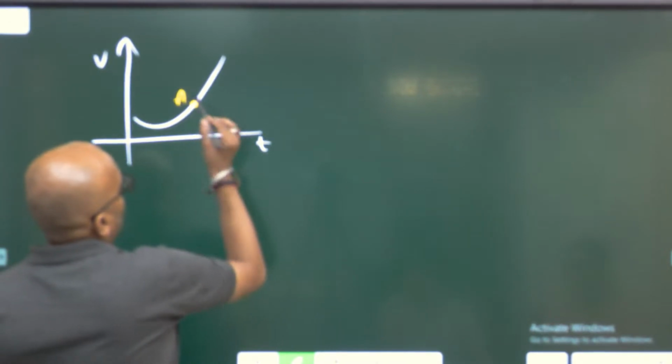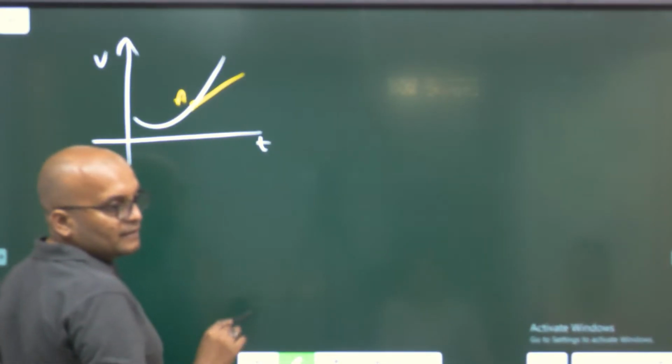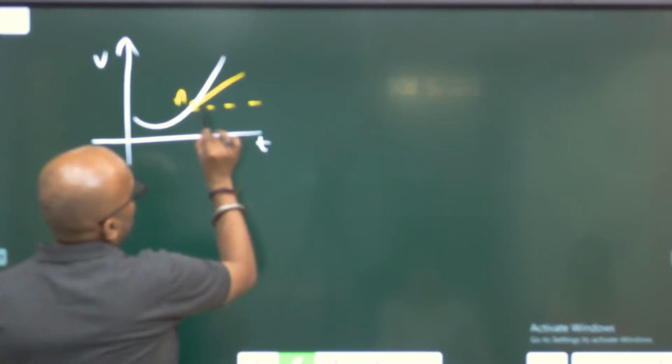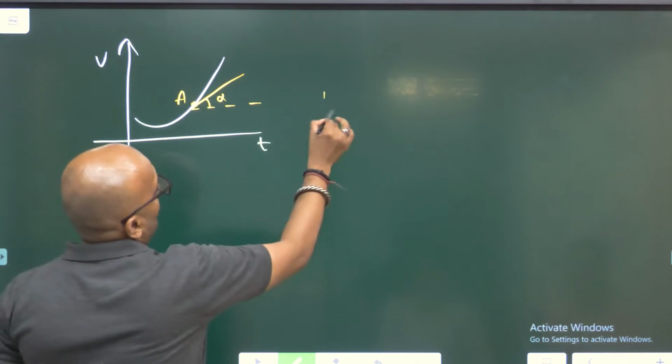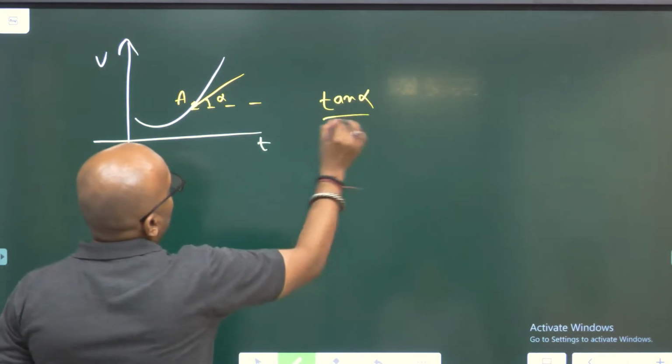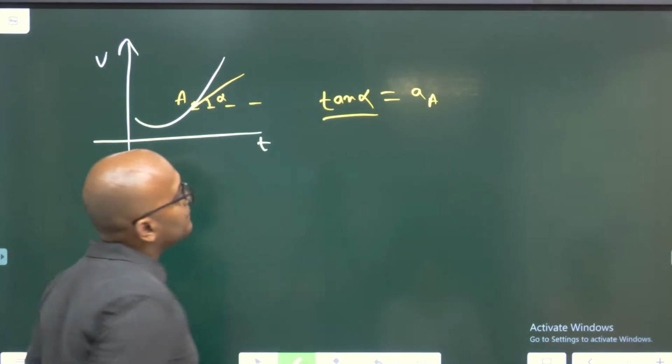Yeah, the way is same. We have to draw tangent at that point, right? Yes. And let's see what angle this tangent makes with the horizontal line. Suppose this angle is alpha. Take tan of alpha. So you will get acceleration at point A. Yes or no? Yes, sir.